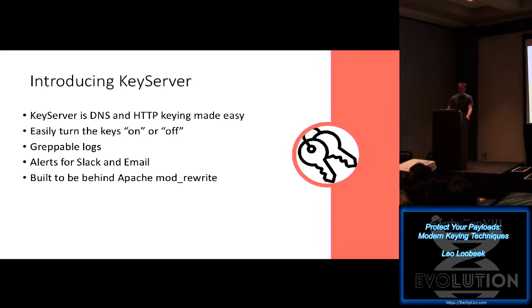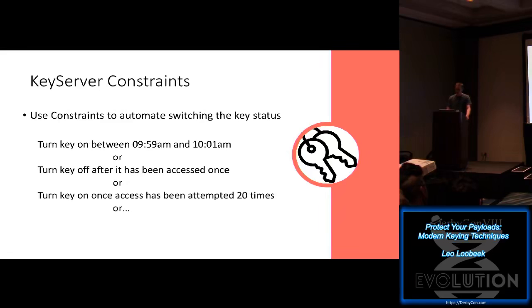I figured some tooling around this would also be nice, being able to turn keys on and off more easily. So I wrote KeyServer. It makes DNS and HTTP keying a lot easier. You can turn the keys on and off. It has greppable logs, so you can see every single time a key's been requested. It has alerts, so when a key is requested and you're not expecting it, it sends a message to Slack or your email. And I also built it so I could still use those nice Apache mod_rewrite rules.